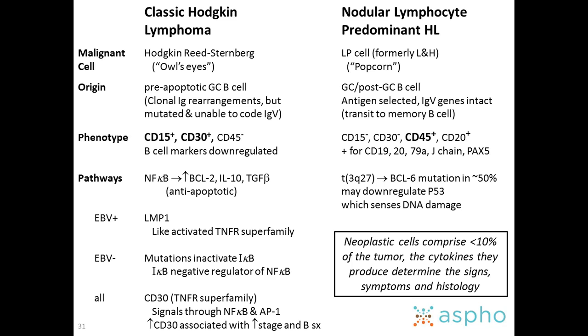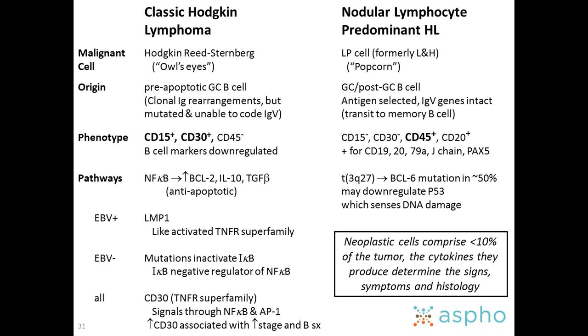Classic Hodgkin lymphoma versus nodular lymphocytes. So this is the comparison between the two. I've already talked about the malignant cells. The origin of these cells for classic Hodgkin is a pre-apoptotic germinal center B cell. So these cells have undergone clonal Ig rearrangements, but they've mutated and they're unable to code for the Ig variable region. So they should have had apoptosis, but they didn't.